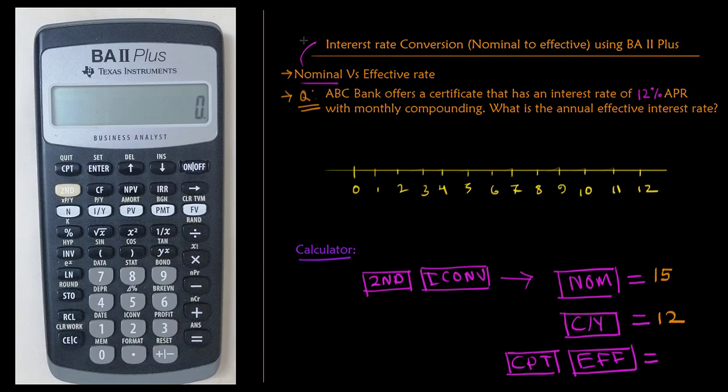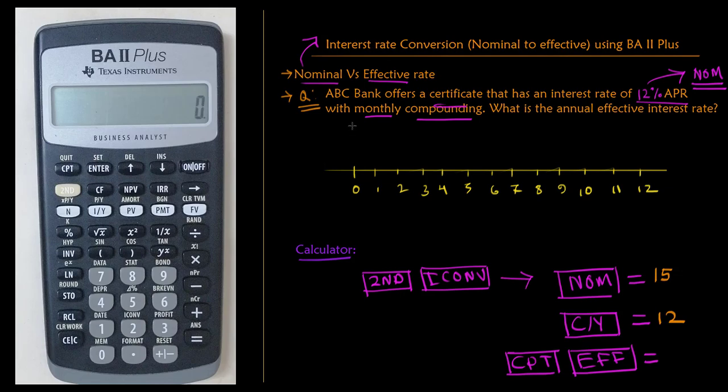Now, nominal rate is the one that doesn't take into account the effect of compounding, but the effective rate does. Let's say there is a bank that offers a certificate which offers 12% APR, that is 12% interest rate annually. Now this interest rate is the nominal one, but this 12% interest rate will be compounded monthly. So if you are asked to calculate the effective annual interest rate, how would you do that using the calculator?